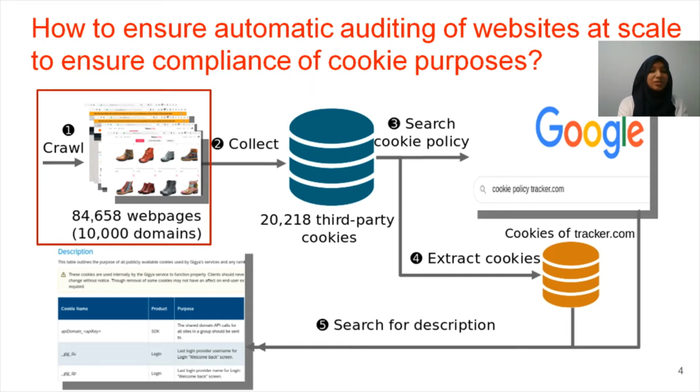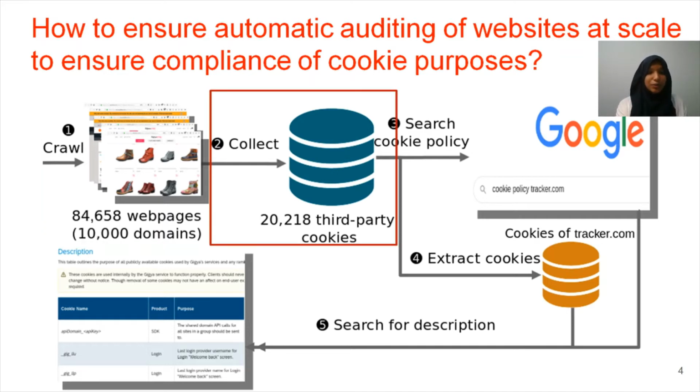The crawl was done in February 2019 from France, and as a result of this crawl, we've successfully visited over 84,000 web pages. For every web page, we've collected all the third-party cookies stored, and as a result of that, we've collected over 20,000 third-party cookies. A third-party cookie is a cookie that is set by a different domain than the one actually visited. And by domain, we refer to the second level domain, such as google.com.